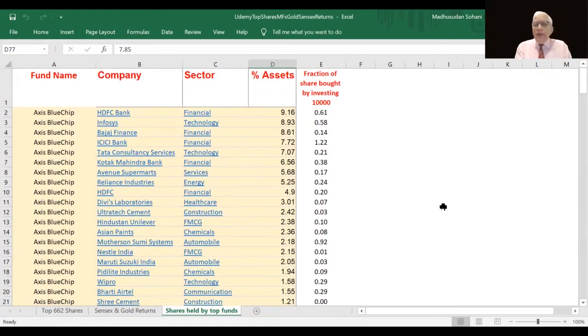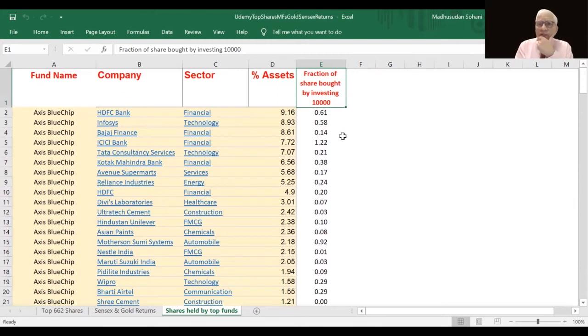Now, when we come to the advantages of mutual funds, I have said that it is possible to hold a fraction of a share. For example, the top holding of Axis Blue Chip Fund is HDFC Bank, to the extent of 9.16%. That means whatever assets under management or funds collected by Axis Blue Chip Fund, 9.16% of that has been invested in HDFC Bank shares. An investor investing in Axis Blue Chip Fund will hold all these shares proportionately.